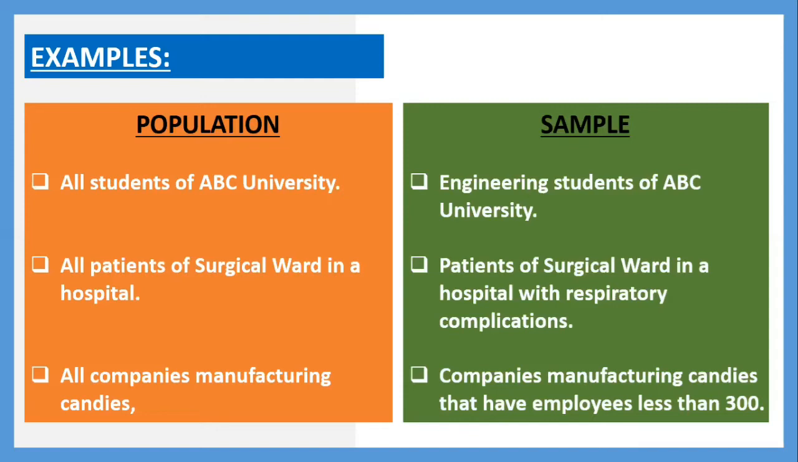So I hope this is clear. This is just very easy because a population is the totality of objects, etc., while a sample is just a representative of the population from where it is taken.